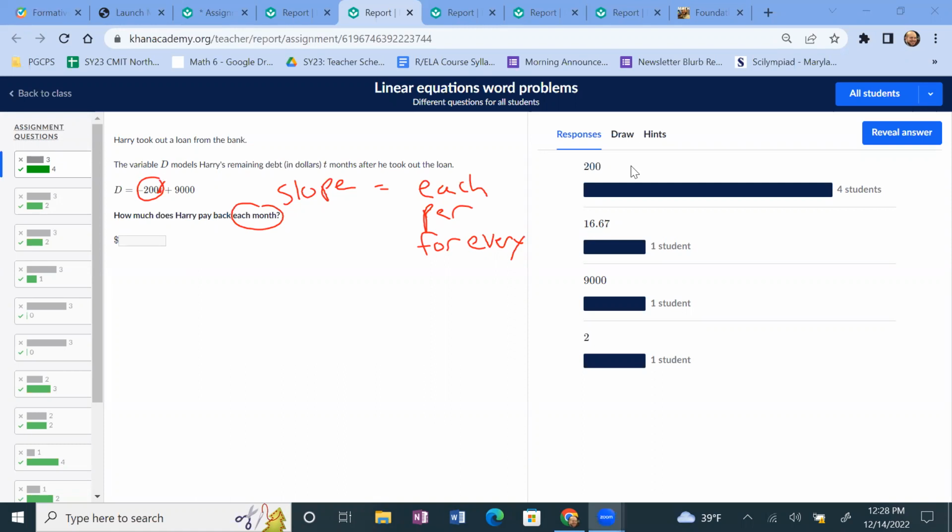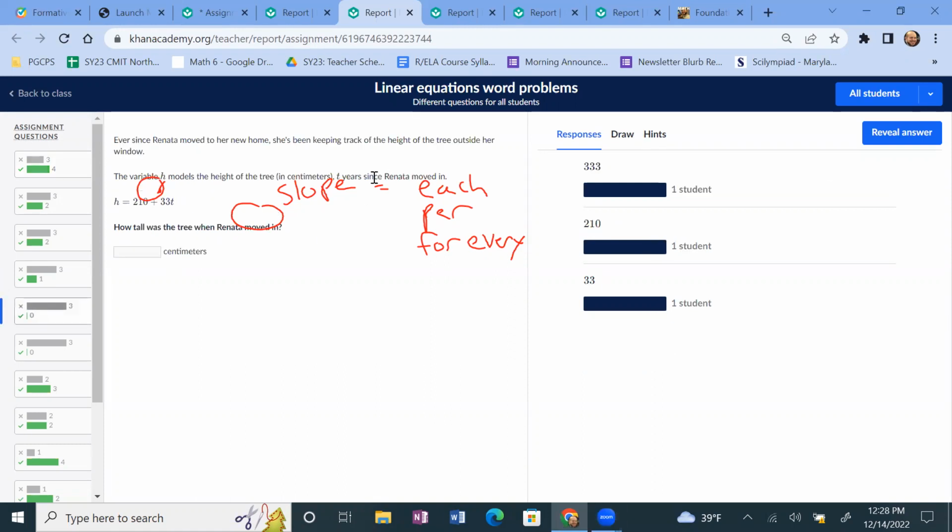So that must be why 4 people got that right. But let's look at one that nobody got right. Ever since Renata moved to her new home, she's been keeping track of the height of the tree outside her window. The variable h models the height of the tree in centimeters T years since Renata moved in. How tall was the tree when she moved in?